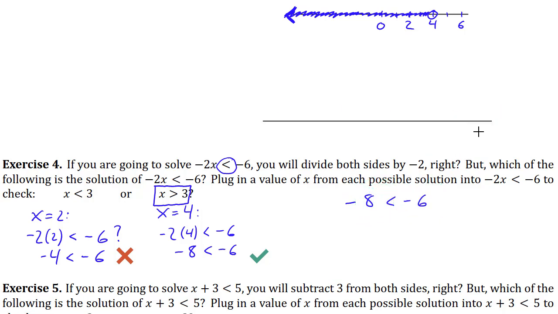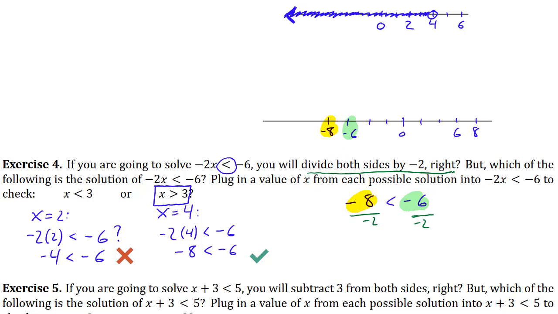Because remember, real quick, on a number line, when you're on the left, that's always lesser. So here's negative 8 and negative 6. Negative 8 is to the left of negative 6. Now, what happens if you were to divide both sides of this equation by negative 2, which is what we're talking about doing here?